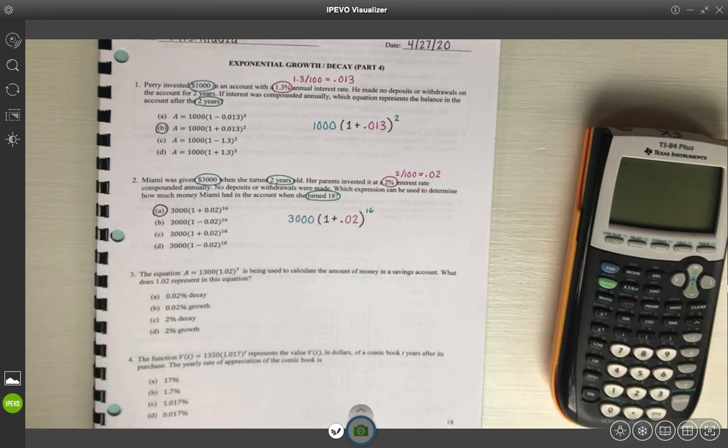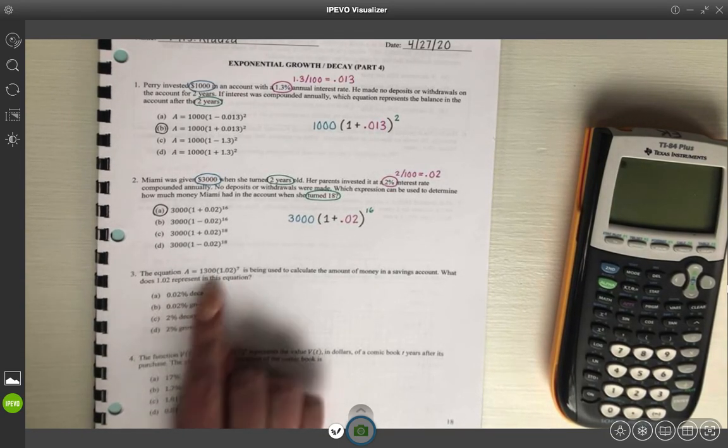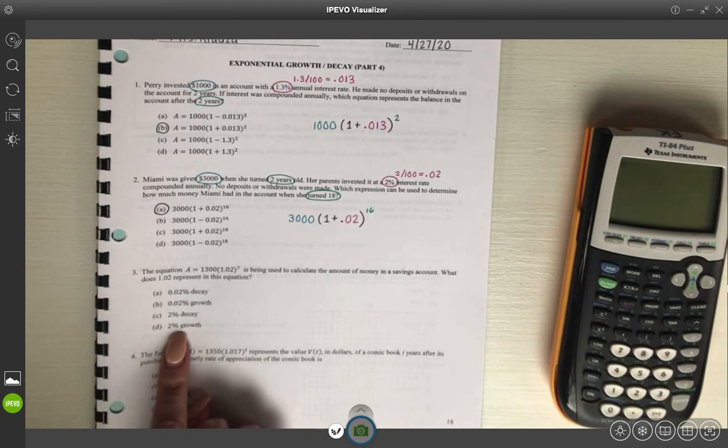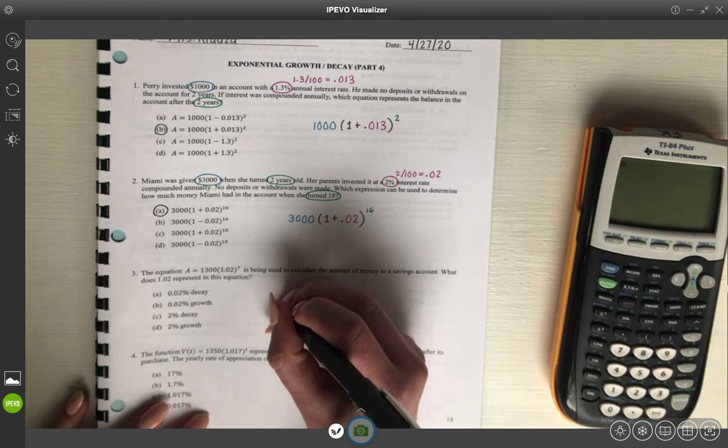All right, in numbers 3 and 4, the focus is on the percent change. So they actually give us the equation in the problem, and they want to know about the percent change. Let's read what it says. The equation A equals 1,300 times 1.02 to the 7th power is being used to calculate the amount of money in a savings account. What does 1.02 represent in this equation? Here's what I want you to do. I want you to rewrite this equation expanded.